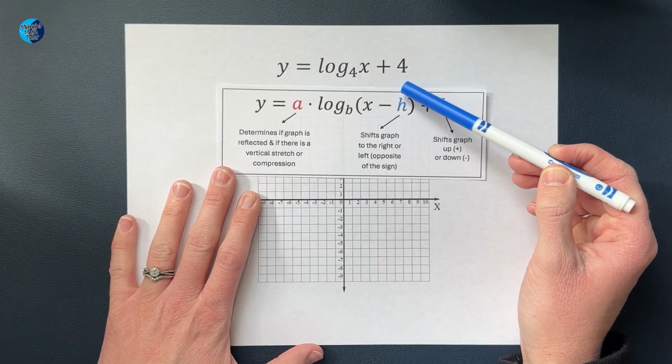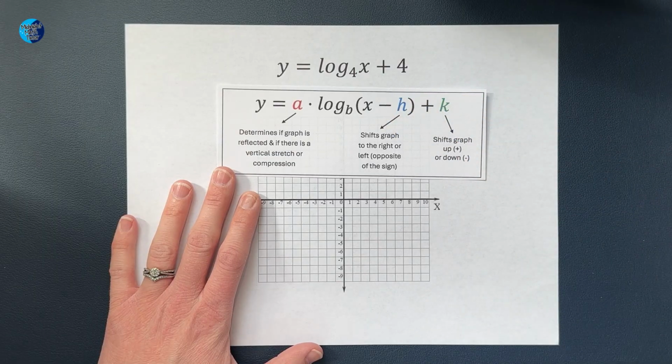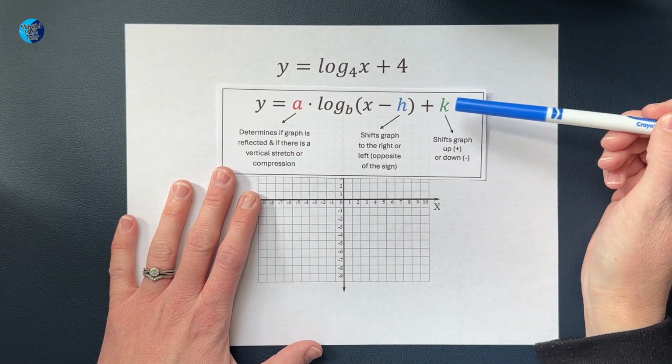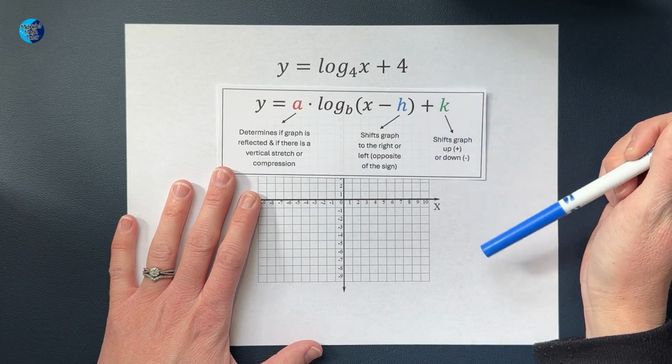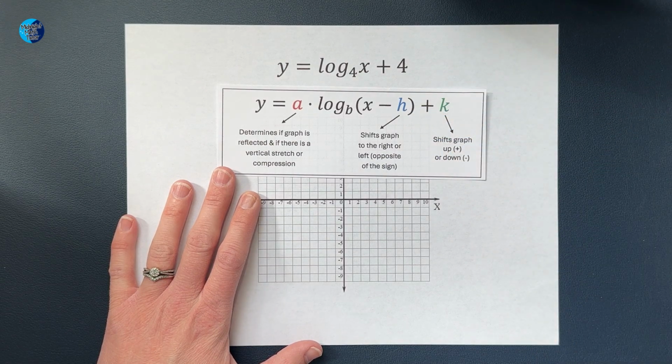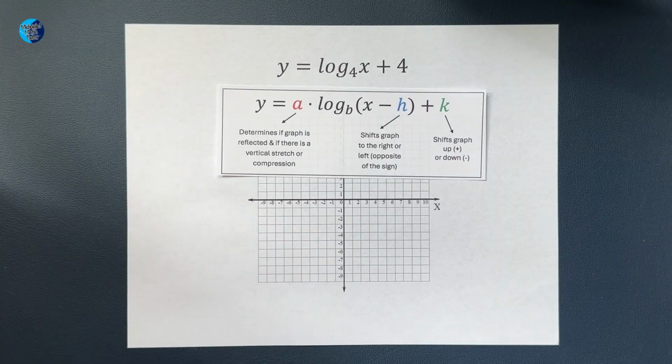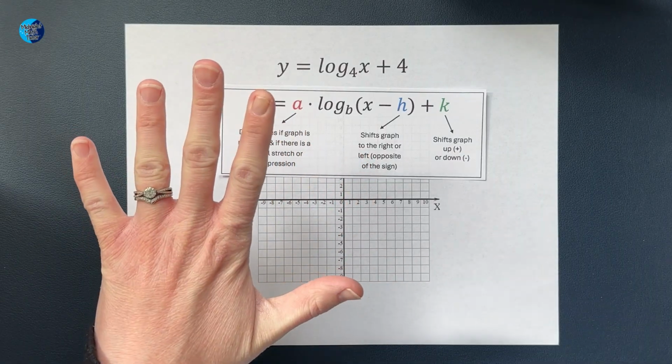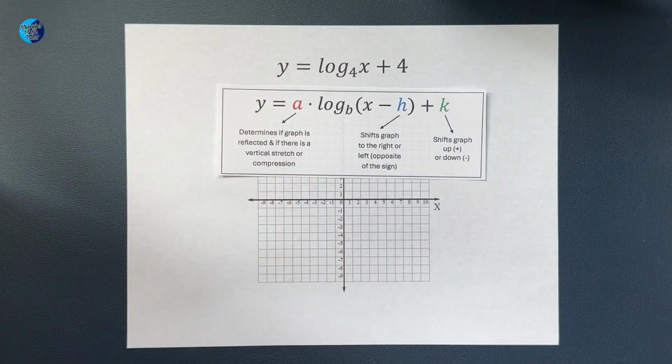If there's a number here, we're going to shift it right or left, opposite of the sign. If there's something being added or subtracted on the back, that will shift my graph up or down. If you're feeling overwhelmed, hang out still. We're going to do it step by step.